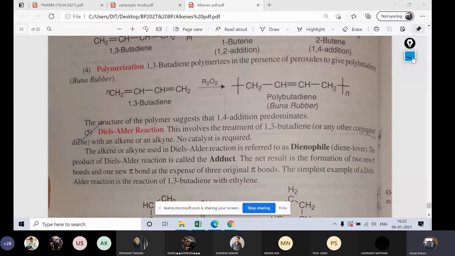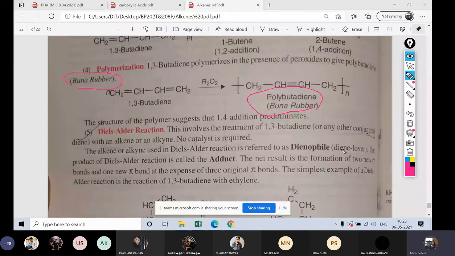Polymerization, what is the end product of the polymer? So Buna rubber is formed. Please remember this. With polymerization, the end product is known as Buna rubber. From polyethylene, propylene, or 1,3-butadiene, or 1,4-butadiene, whatever it may be. Okay, so this will be your Buna rubber.